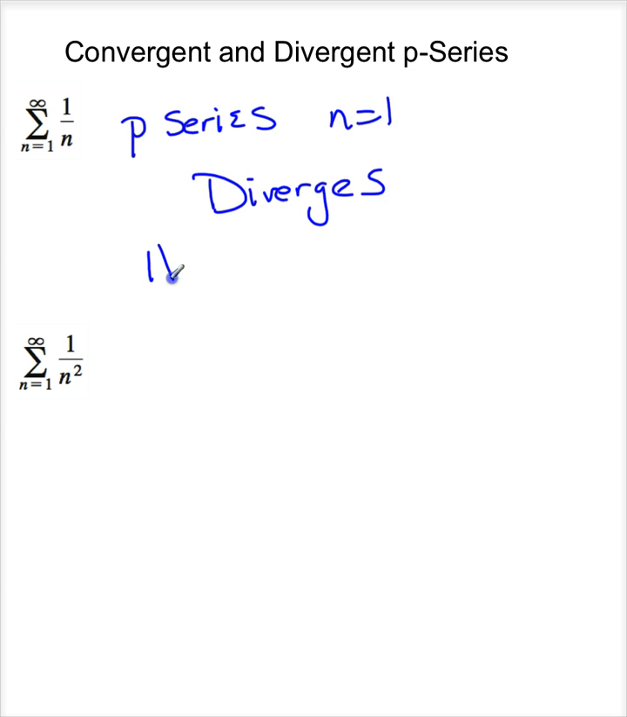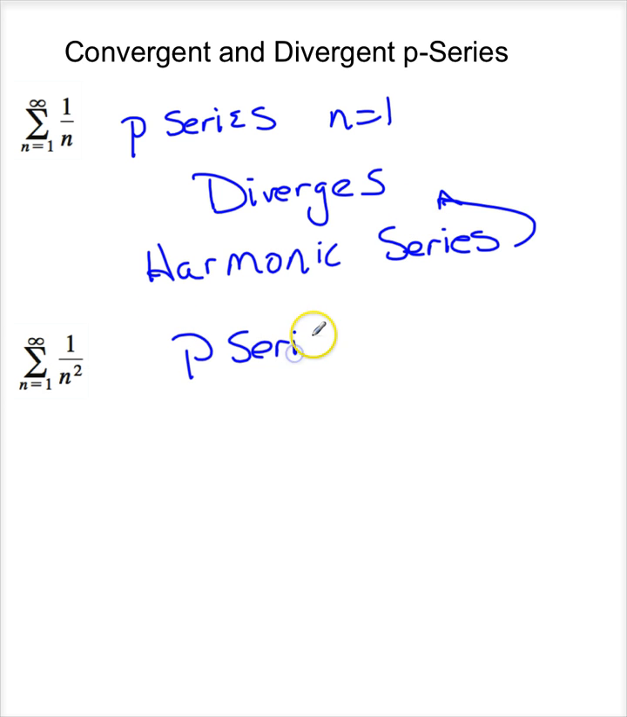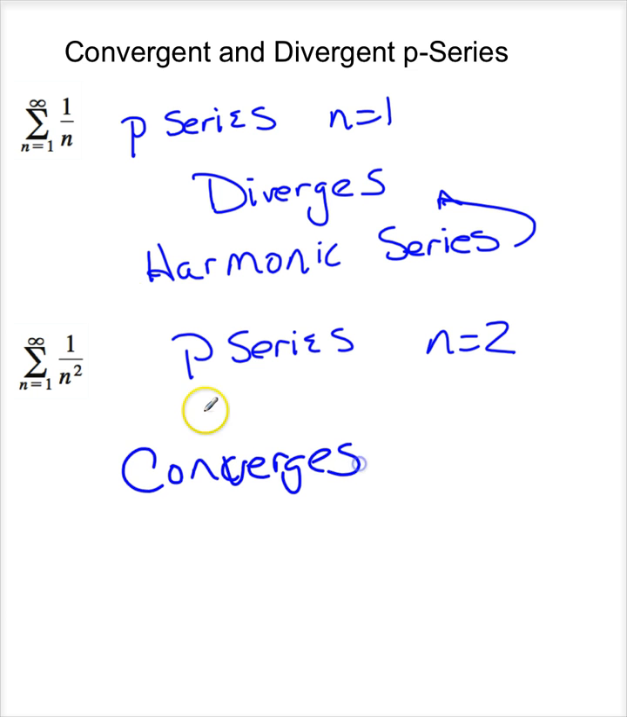You can also say this is a harmonic series, and it diverges. Now let's look at this. This is a p-series, n equals 2. So by the p-series test, this converges. Now you notice I'm not asking you what these sums are. I'm just asking whether they converge or diverge.